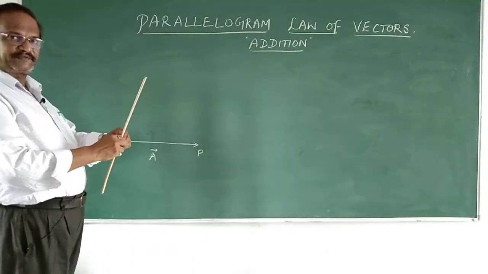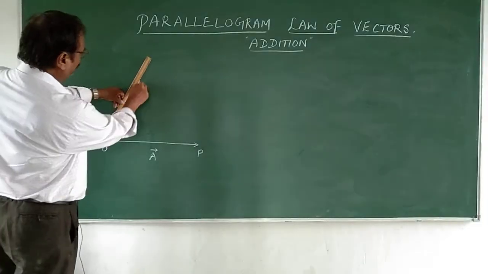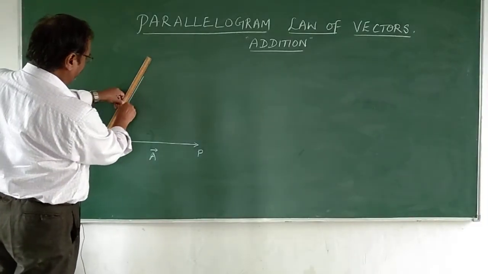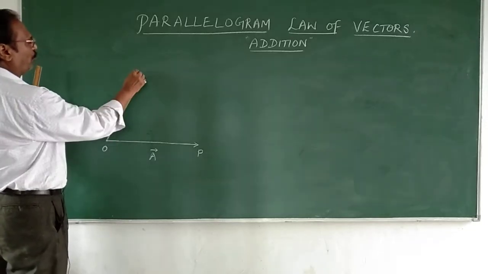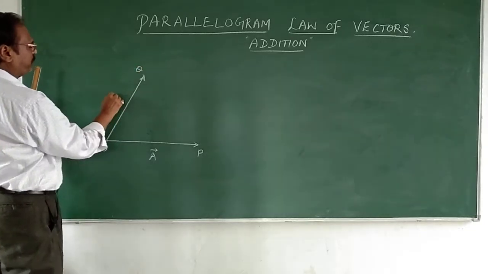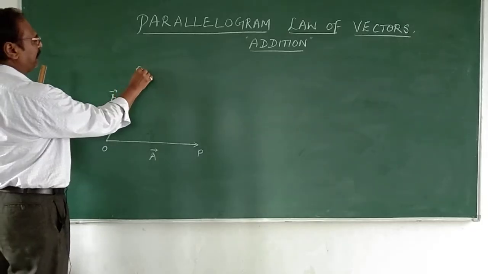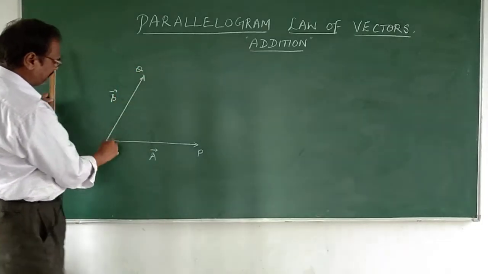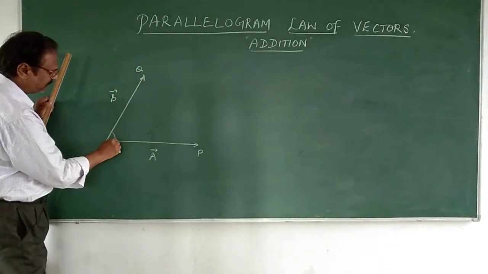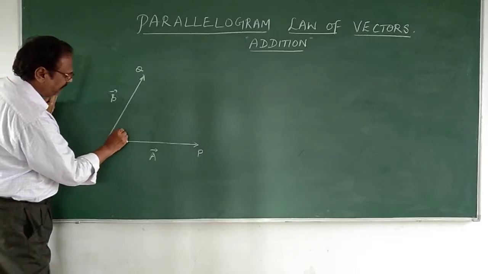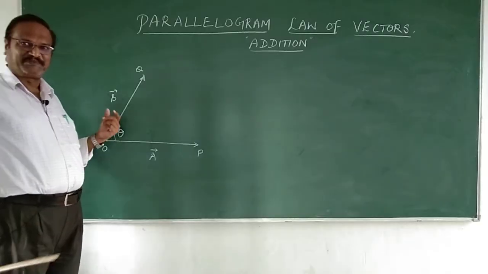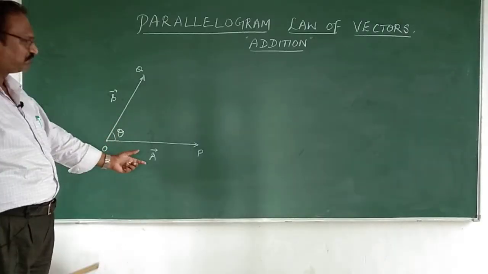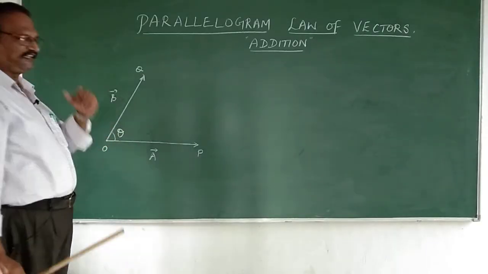Let us take another vector. Let us assume that the vector is B, and it is represented by OQ. This is the B vector, and this is a certain angle. Let us say these two vectors are subtending an angle of theta. Theta is the angle between these two vectors A and B.